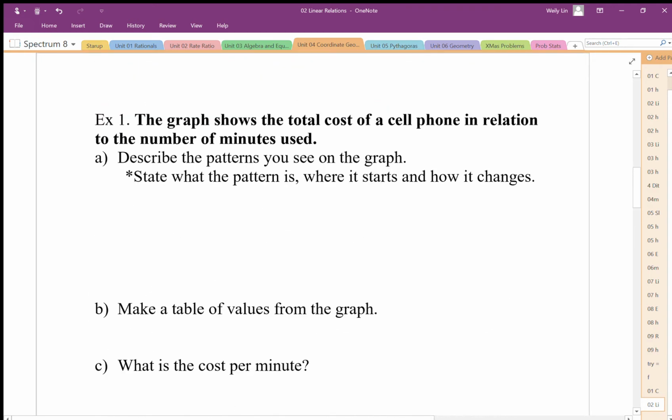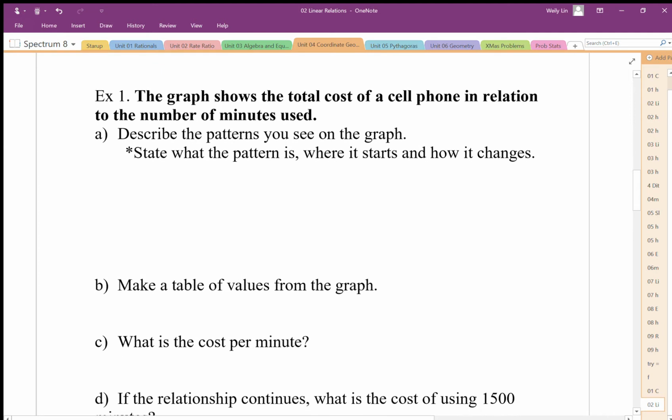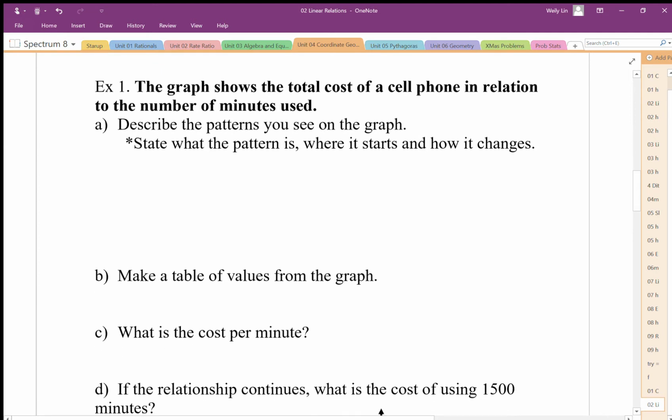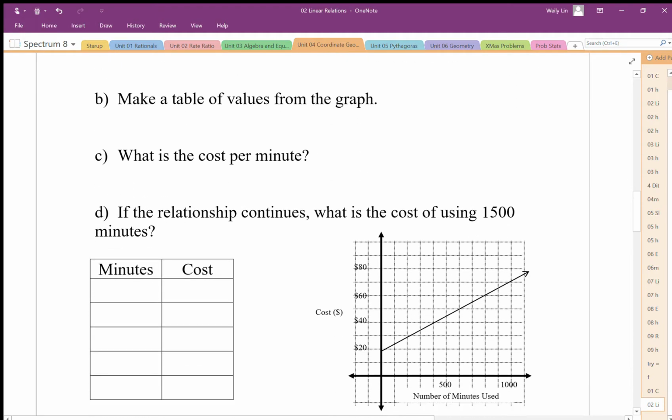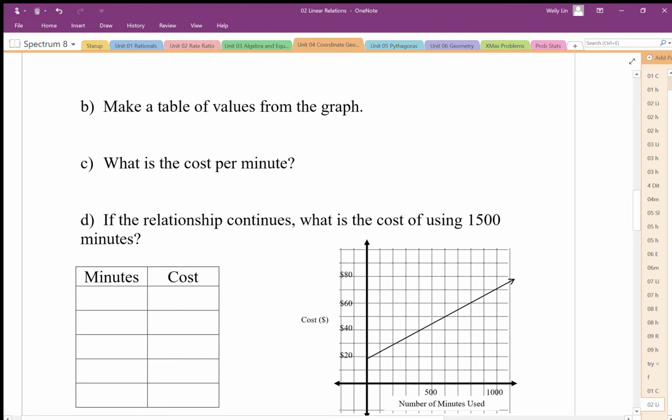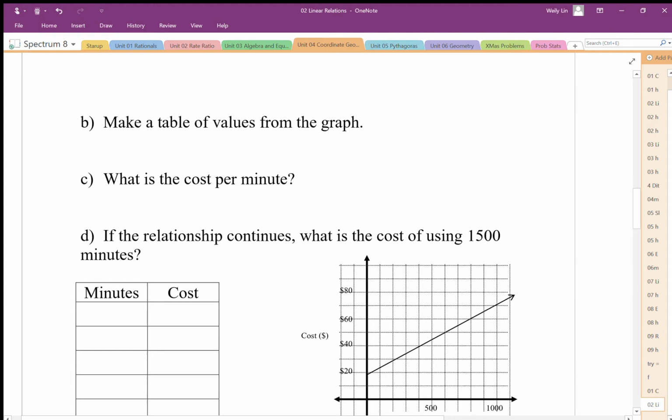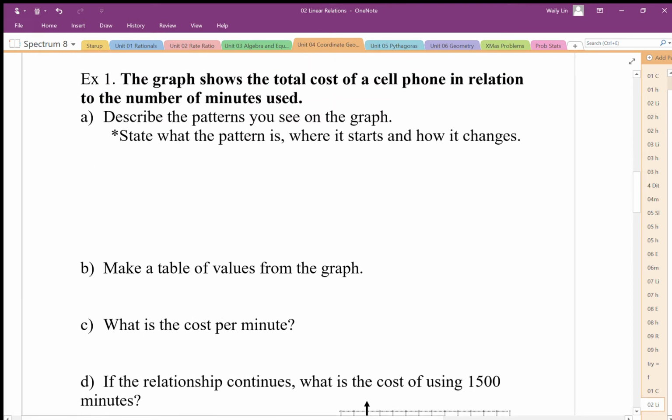So this graph has an equation related to it. It has a table related to it. When we look at the graph, this is a straight line pattern. It looks like it starts at 20 and it goes up, for every 100 minutes, maybe about $10. So when we describe this pattern, first of all, it's a straight line pattern. This is what we call a linear relationship.